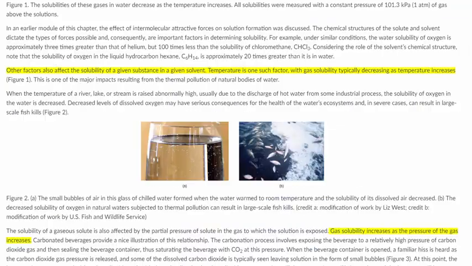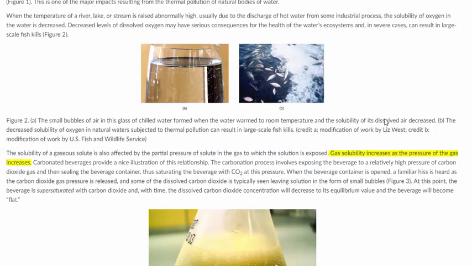An environmental consequence of this phenomenon is if you have an industrial discharge into a lake or a river, and that discharge is very, very warm. That decreases the solubility of oxygen in that water. So unless there is a way to reoxygenate that water, it's not going to support much life.